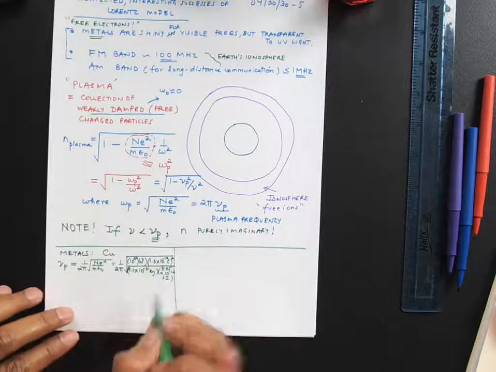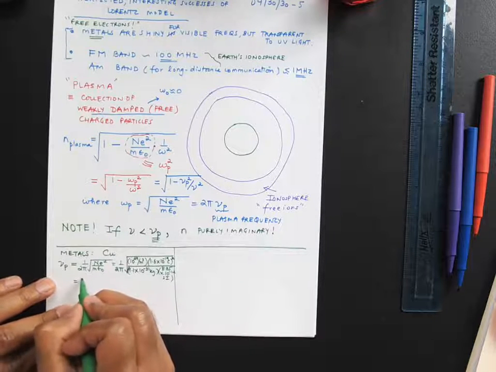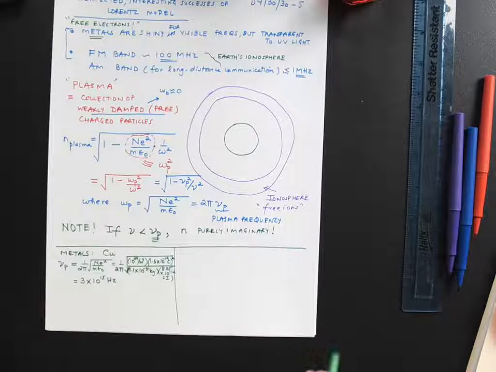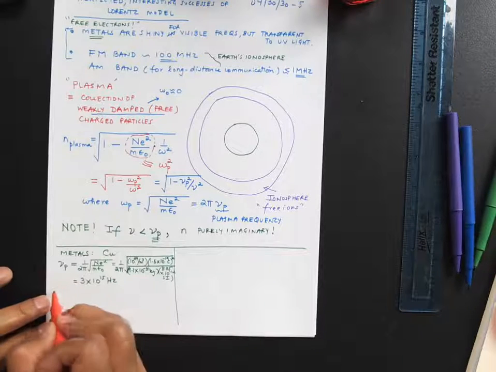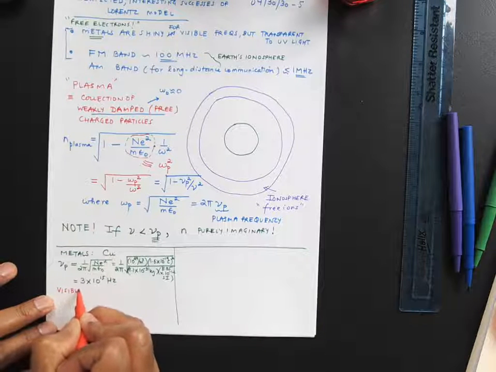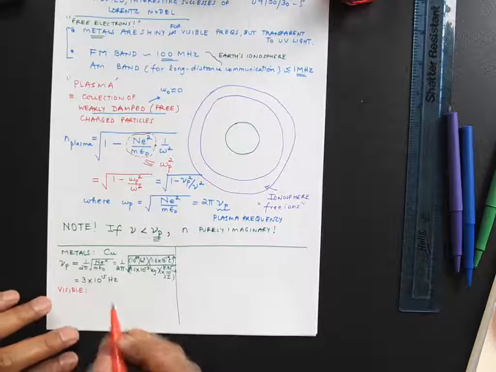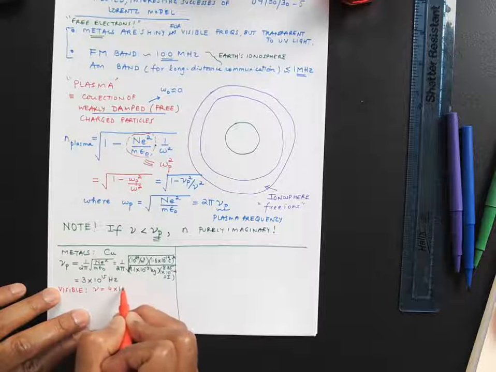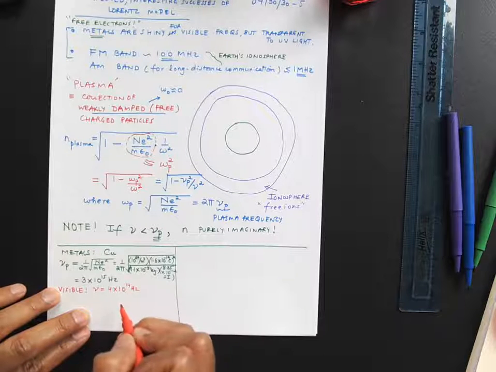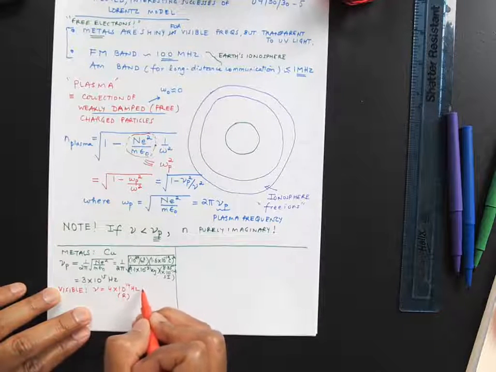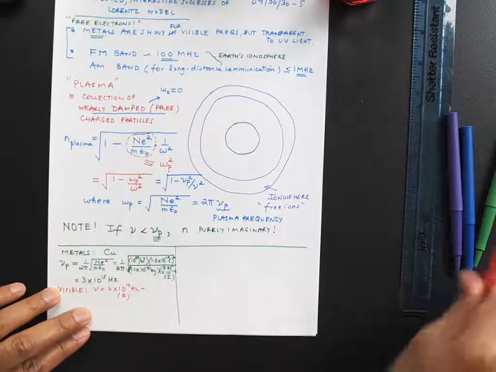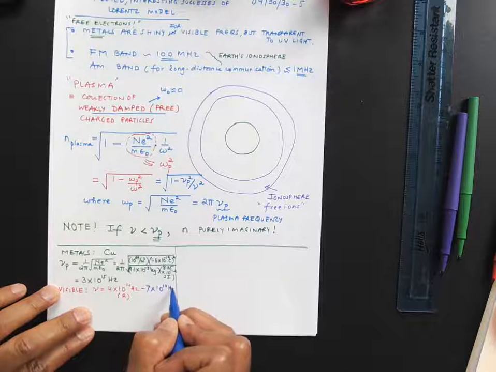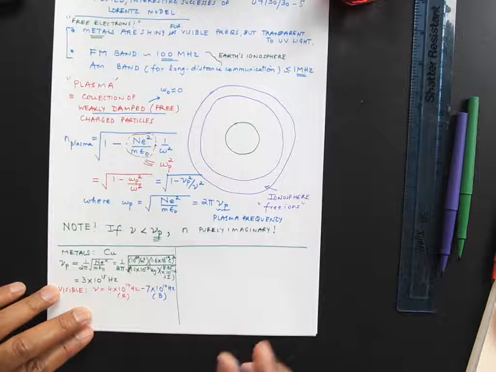And so I worked this out, and this gives me 3 times 10 to the 15 hertz. Okay, now here's the kicker. So if your visible frequencies, what are your visible frequencies? The visible frequencies are, nu goes from 4 times 10 to the 14 hertz, and that's red, to, let's color code it, 7 times 10 to the 14 hertz, and that's blue, right?